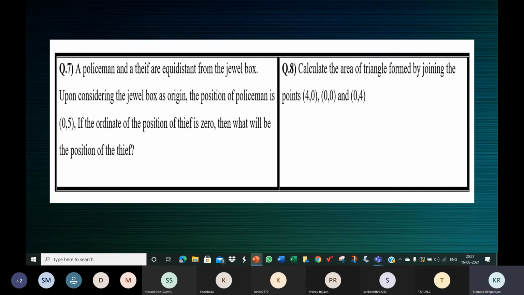Taking the jewel box as origin, the position of the policeman is 0,5. If the ordinate of the position of the thief is 0, then what will be the position of the thief? Position means you'll have to find the coordinates. The figure is not given, so you'll have to make a rough sketch and find the position. Draw the x and y axis, and figure out the position of the thief.